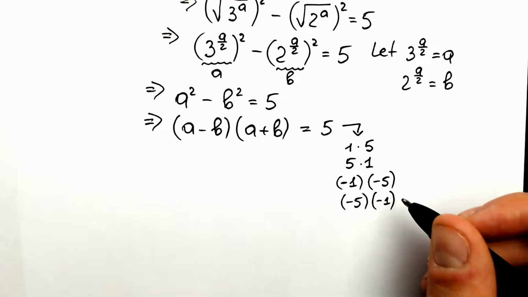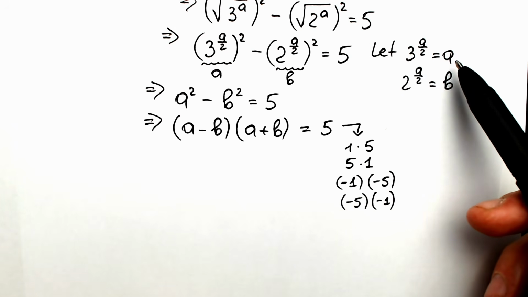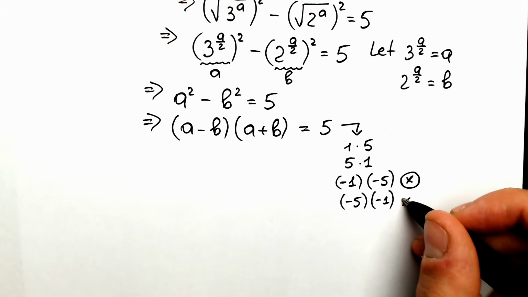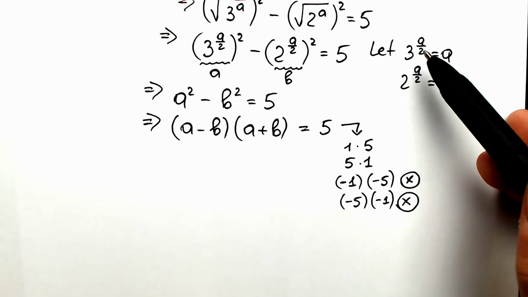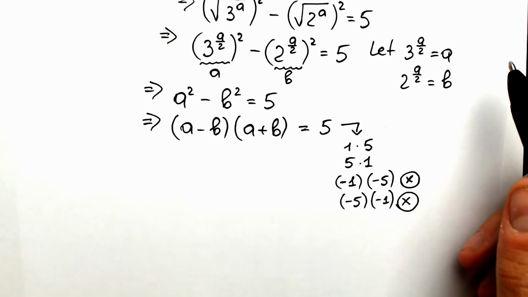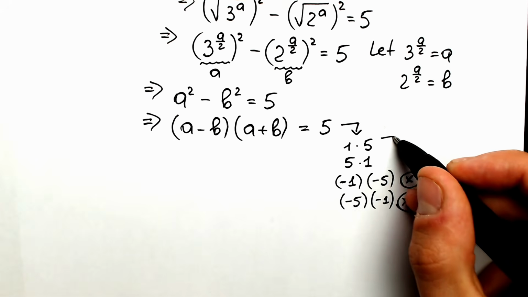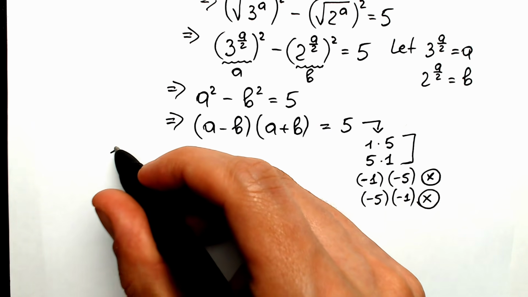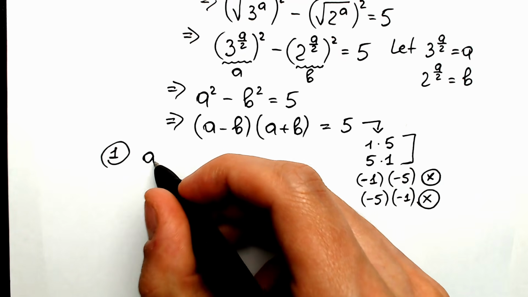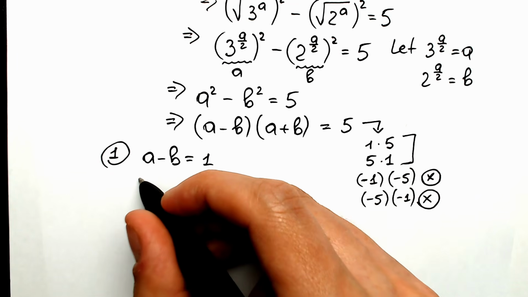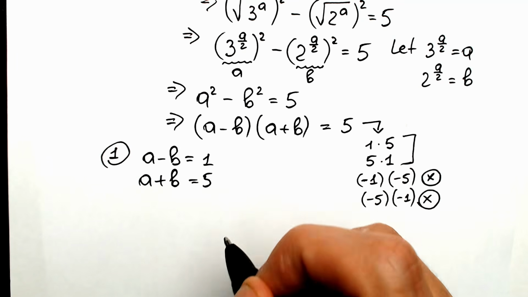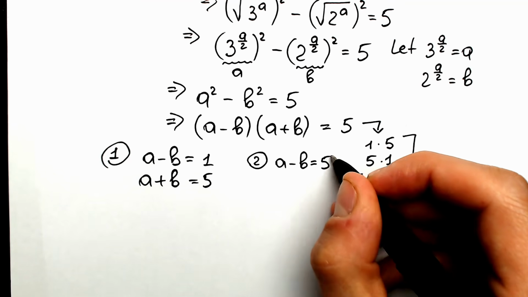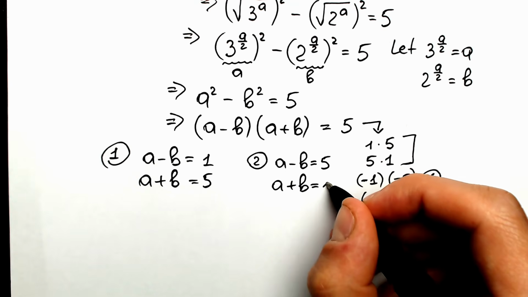We are working with the exponential function, so we're interested only in positive values. That's why we reject this branch with the negative values, because exponential functions are positive. We're not talking about negative values. So right now we have only two cases: 1 and 5, and 5 and 1. We want to split it into two branches. The first branch: a minus b equal to 1 and a plus b equal to 5. The second branch, absolutely symmetrical: a minus b equal to 5 and a plus b equal to 1.